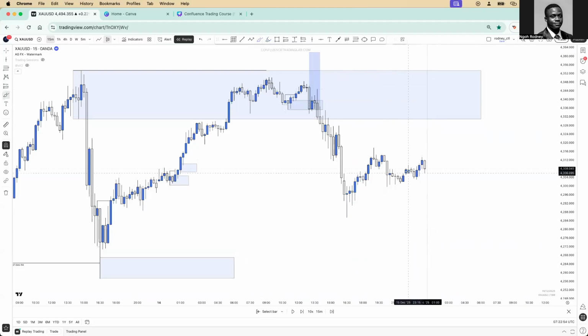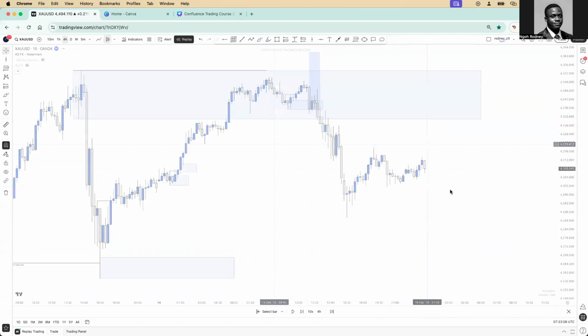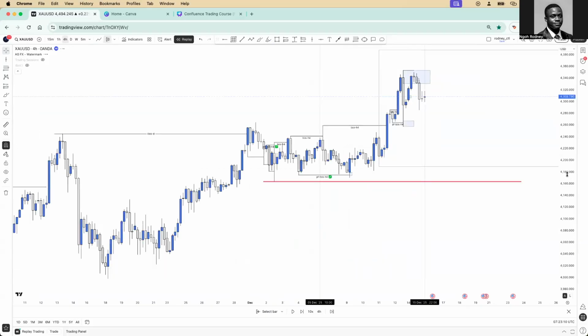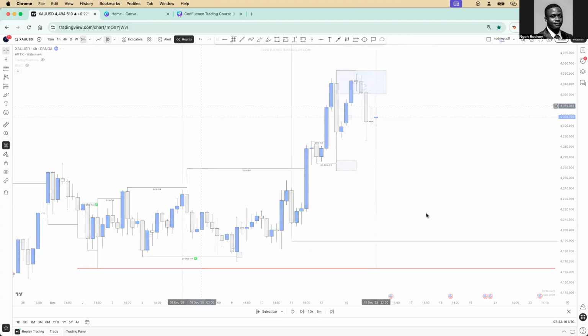This one will need price to break above here before it can come here and go up. This one, there is no order block here. So should we look for an M5 order block? Let me see how the candle on H4 is looking. Maybe. I like the way that candle is. Maybe. So we can go to M5 and see.